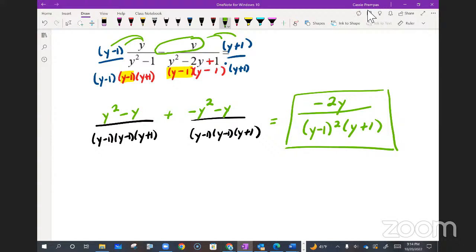Okay, check to see that you got the right answer. If you didn't change it to a plus negative, make sure you distributed that negative to the two terms in the second numerator. So you should have a negative y squared and negative y, which means that the y squared and the negative y squared add up to 0. And negative y, you could look at that as a negative 1y plus a negative 1y would create negative 2y. And that's our final answer.